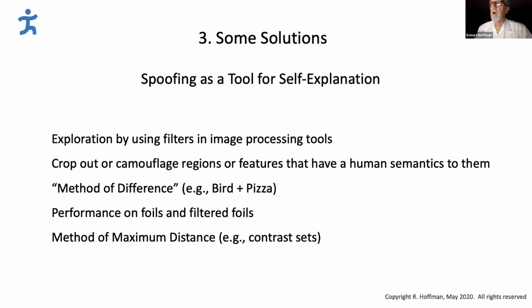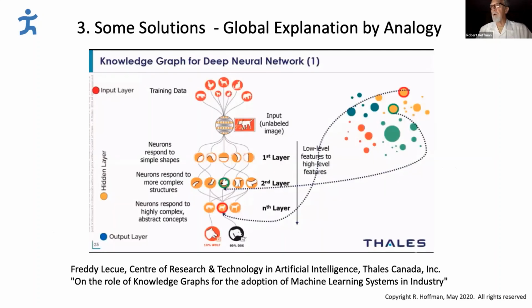I and my colleagues have done some experiments with that. And it's been very, very revealing of the limitations of machine learning systems. And then the method of maximum distance, of providing contrast sets, that's sometimes helpful. There was a video that I was invited to look at by Freddie LeCue. Very, very interesting, had a lot of interesting ideas in it.